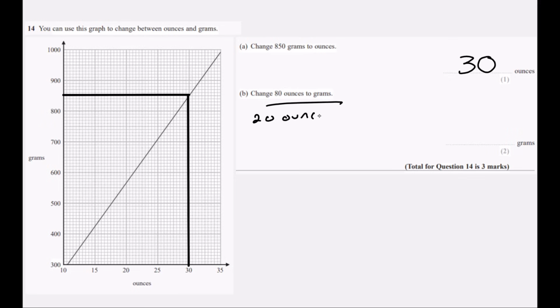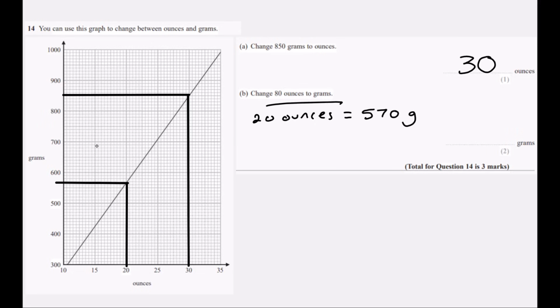So if I get 20 ounces, find out what that equals. So 20 up to the line, somewhere in there. So we've got around, what's that? 500, 550, 560, 565, 570, somewhere around there. I'm not sure exactly, but there'll be a range of answers for this question. So if I go with 570, it might have been 565 might have been better, but I'm just going to go 570.